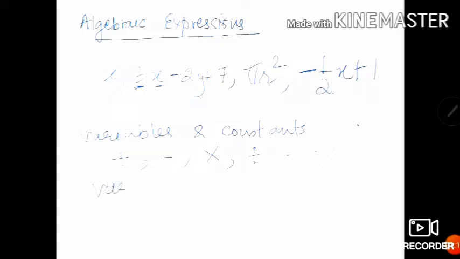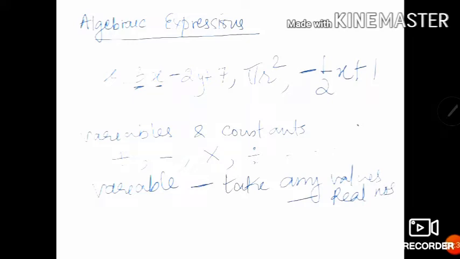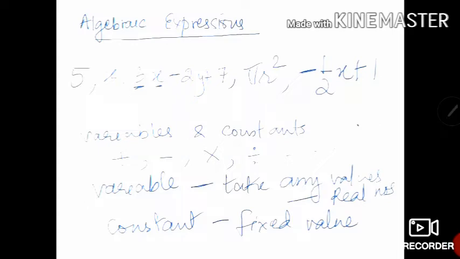Now, what is a variable? A variable is denoted by a symbol, that is alphabet, that can take any values. Those values can be real numbers, whereas a constant will always have a fixed value. For example, 5 is an algebraic expression which has no variable part and is called as a constant.